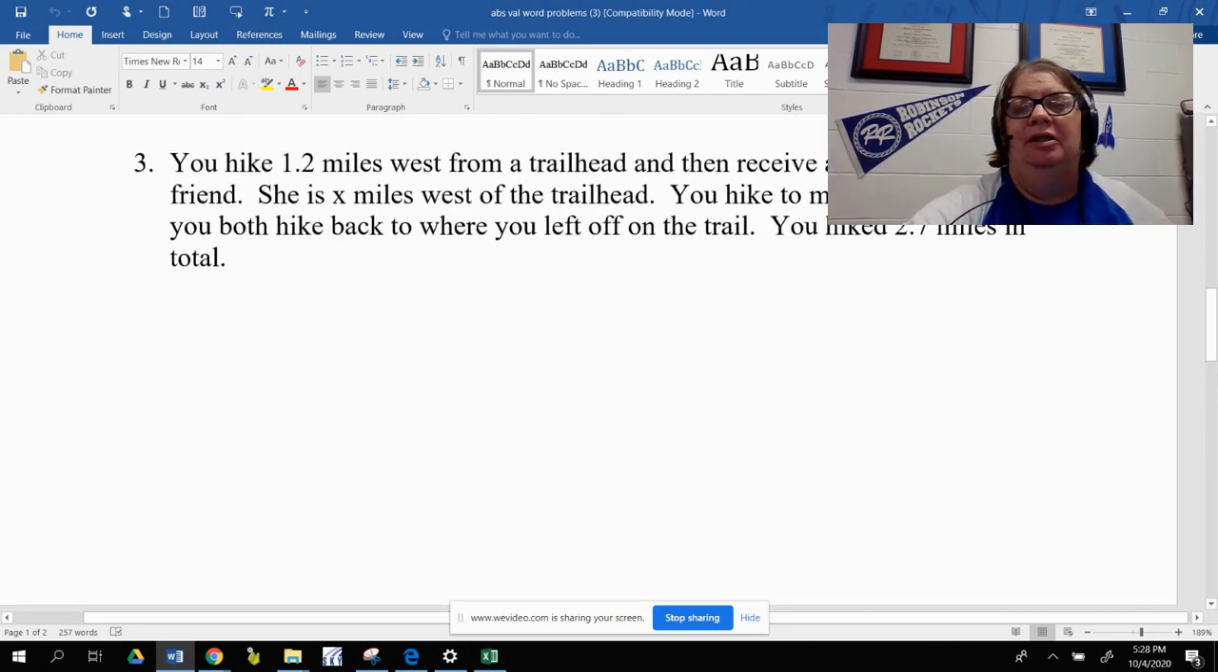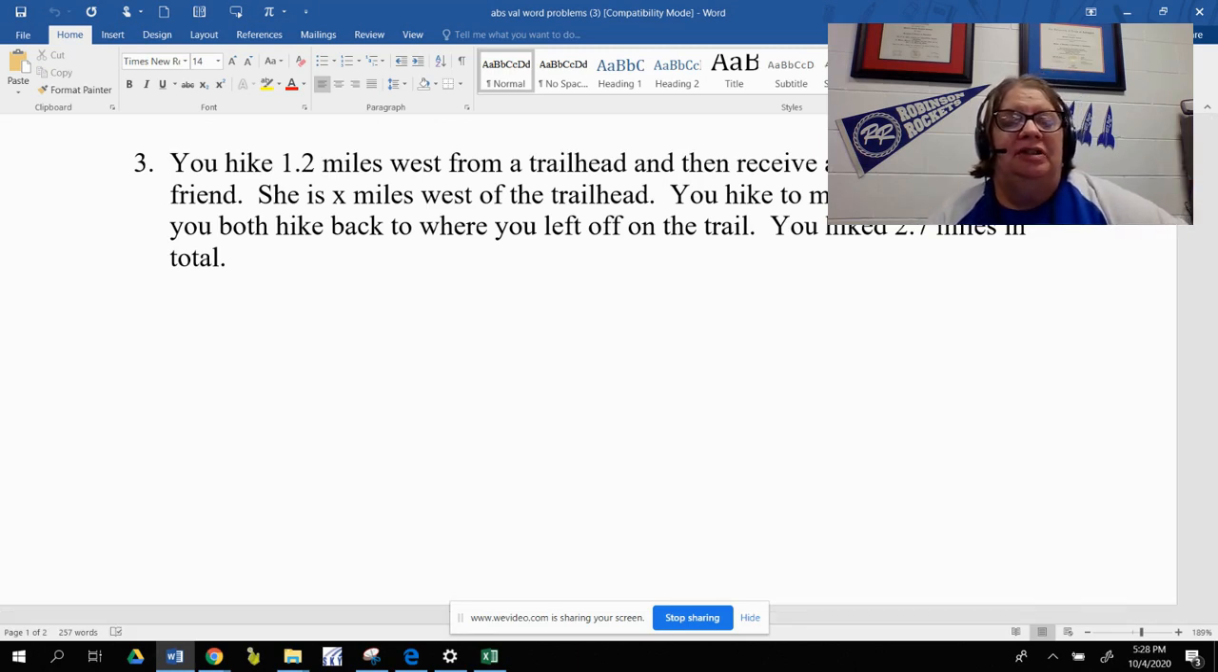All right, now we're getting into the big boy problems. So you hike 1.2 miles west from a trailhead and then receive a text from your friend. She is X miles west of the trailhead. You hike to meet her, then you both hike back to where you left off the trail. You hike 2.7 miles total.